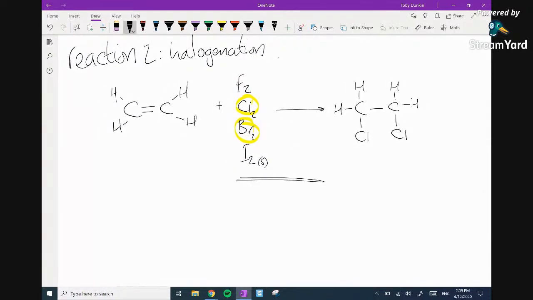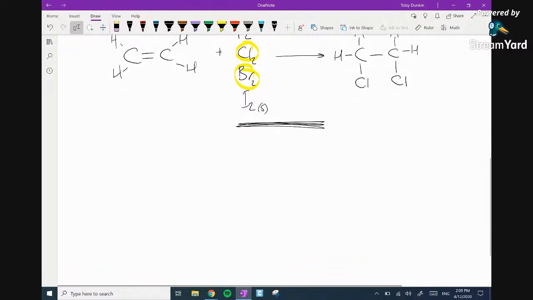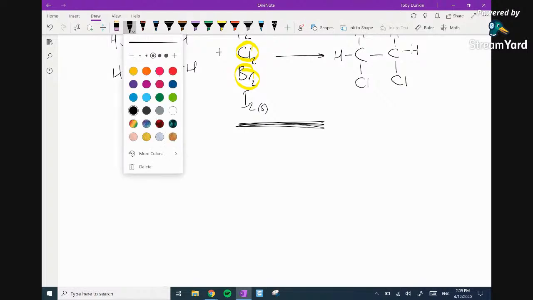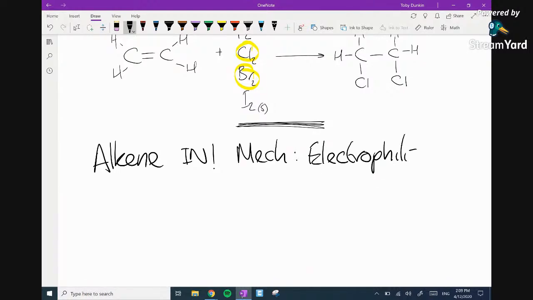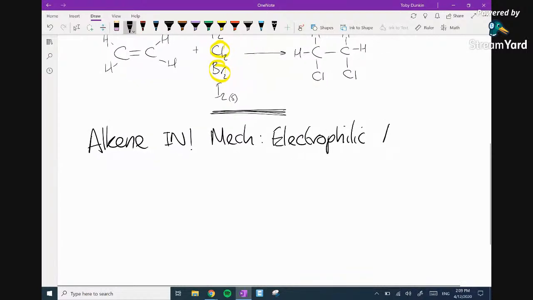Now, the mechanism for this process is the same for all alkenes. I'm going to make my pen a little bit thicker. So alkene in, and that's actually kind of important. If you get alkene out, it's elimination, but alkene in, the mechanism is called electrophilic addition. I said it, wrote something else. Electrophilic addition, that's the mechanism. There you go.